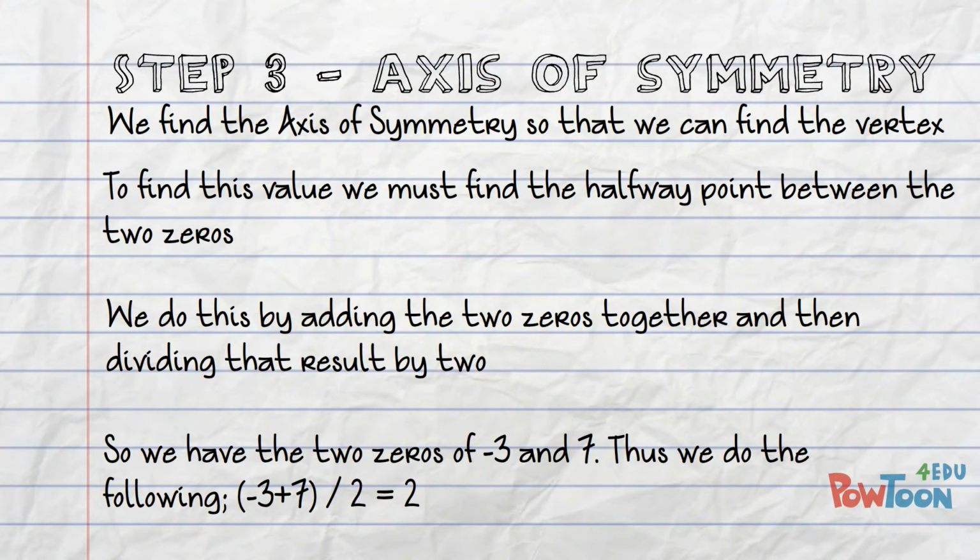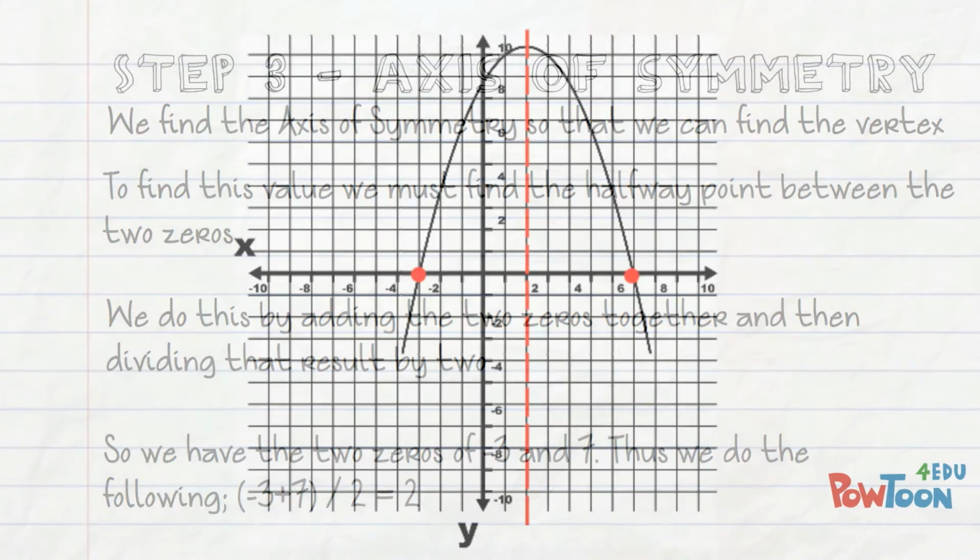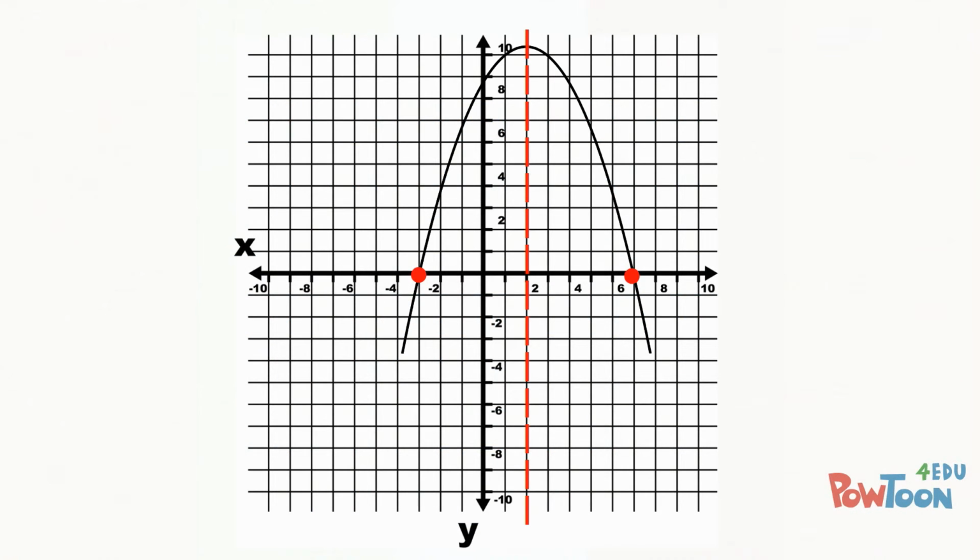So we have the two zeros of negative 3 and 7. Thus we will do the following. Negative 3 plus 7 divided by 2 equals 2, making that our axis of symmetry. Now with 2 as our axis of symmetry, we are able to determine where on the x-axis the vertex is located, and this is shown from the dotted line on the graph.